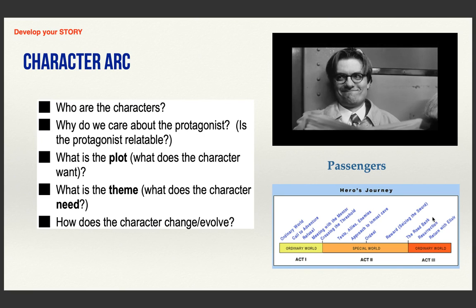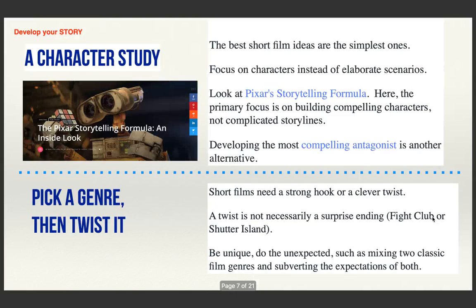It is a 3-minute film, so the hero's journey may apply, but that is just a lot to put in 3 minutes. But it's just an idea to look at in terms of structuring the events and sequential order of what happens. Of course, the best short films are the simplest ones. Instead of great big scenarios and big things happening, really focus on those characters, because that's what we care about more than anything else.